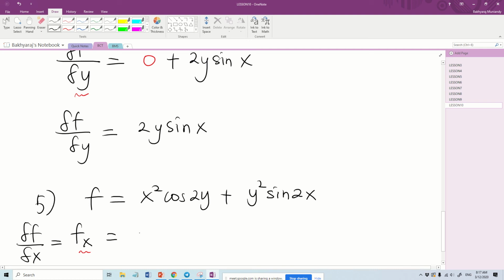2x cos 2y plus y squared cos 2x. Okay, 2x cos 2y plus y squared, correct, y squared cos 2x. Very good. So this is the answer. Okay, this is what we want.